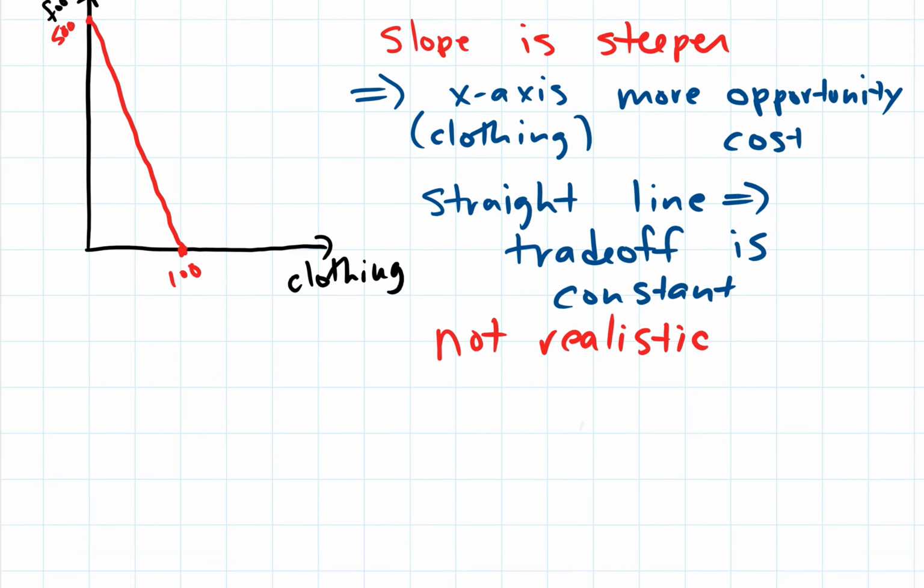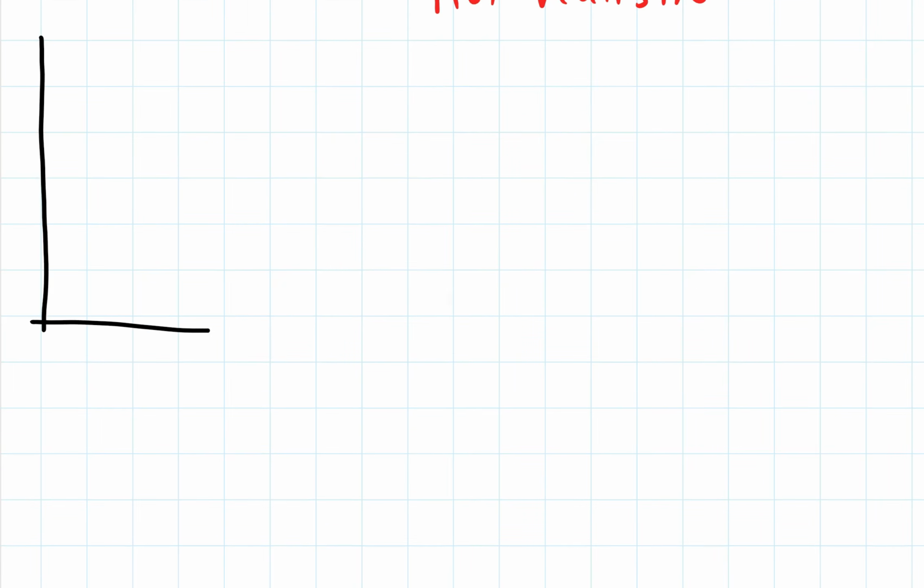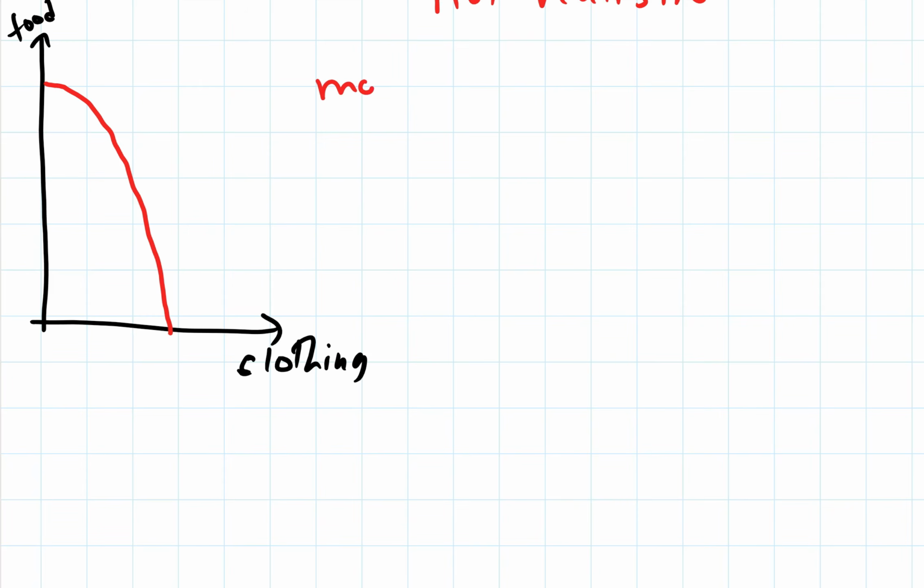So I'm going to try to convince you that a curve, which I'm going to draw right now, is more realistic. So this is our clothing and our food, same goods. I'm going to try to convince you that something that looks maybe like this is more realistic. So why? What are we talking about? Let's go ahead and try to convince you about that.